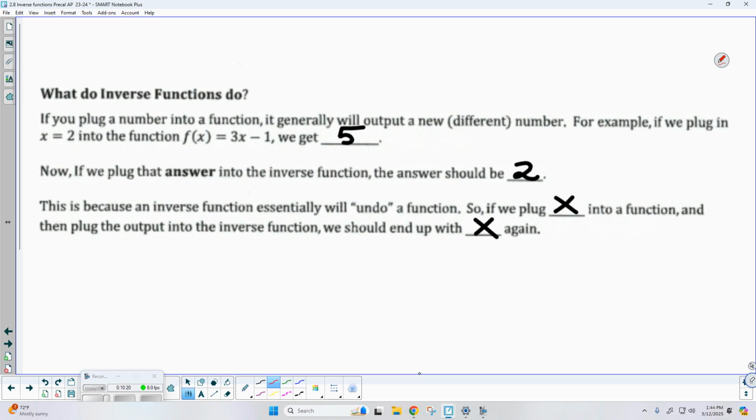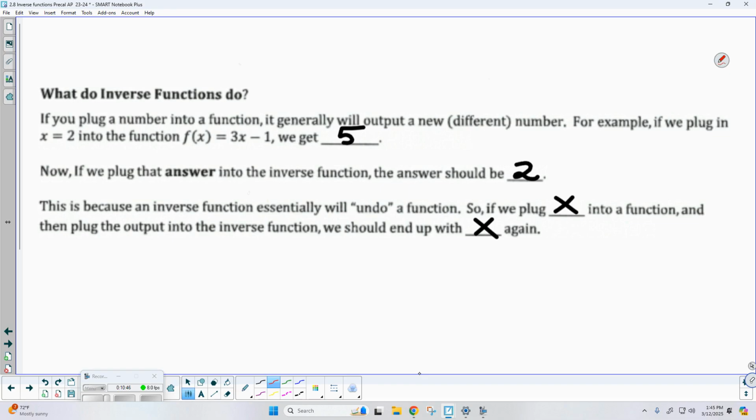All right. Well, what is it that inverse functions do? Well, if you plug a number into a function, it generally will output a new number. For example, if we plug a 2 into 3x minus 1, we get the y value of 5. Now, if we take that answer and plug it into the inverse, we're going to get back the original 2 that we started with. The reason is because inverses are going to undo what the original function does.